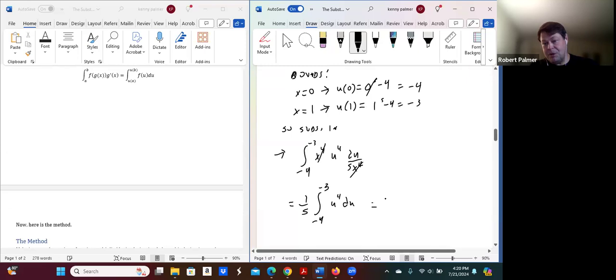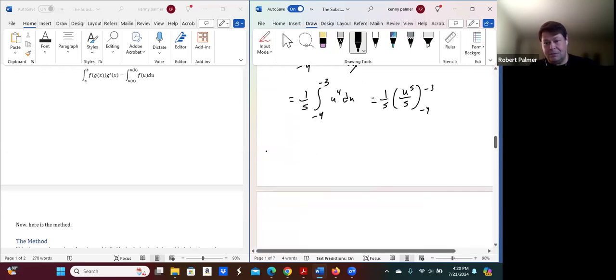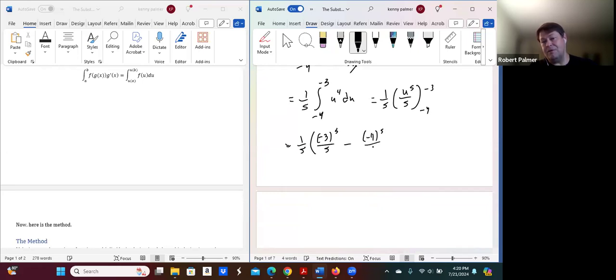And so this is going to be 1/5, and then the integral of u to the fourth is going to be u to the fifth over 5, going from negative 4 to negative 3. I'm going to do it like this, so pull the 1/5 out. And so it's going to have negative 3 to the fifth over 5 minus negative 4 to the fifth over 5.